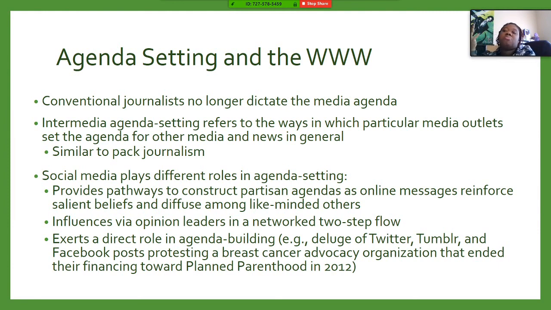Meanwhile, social media plays a totally different role in agenda setting. It provides pathways to construct partisan agendas as online messages reinforce salient beliefs and diffuse among like-minded followers, influences opinion leaders in a networked two-step flow, and then finally exerts a direct role in agenda building. That's it.